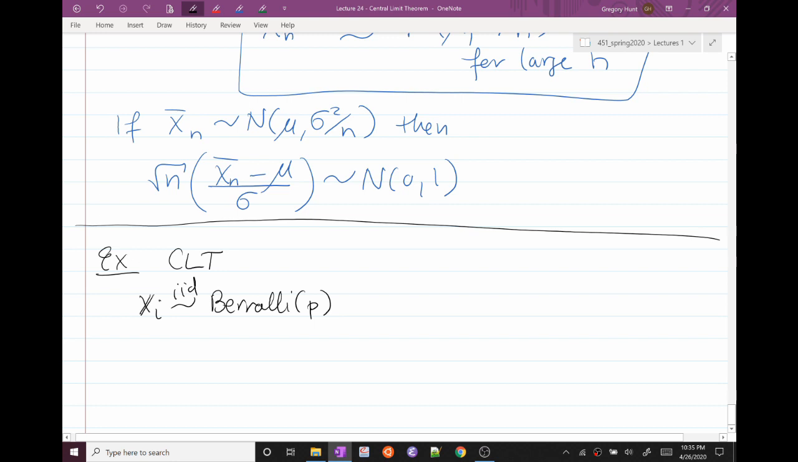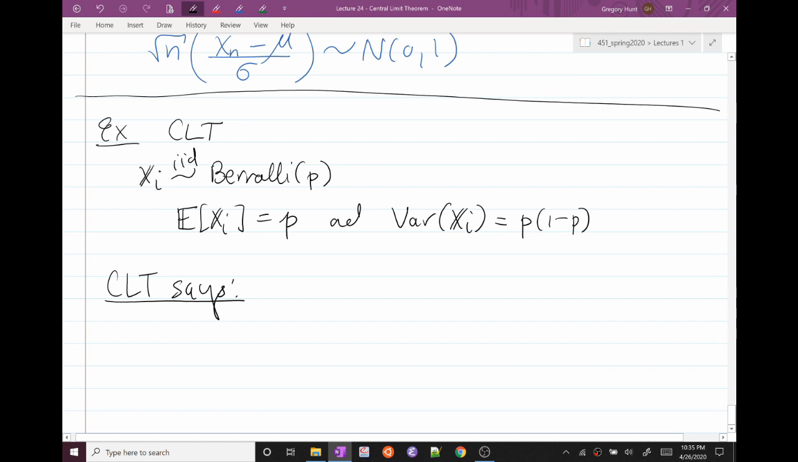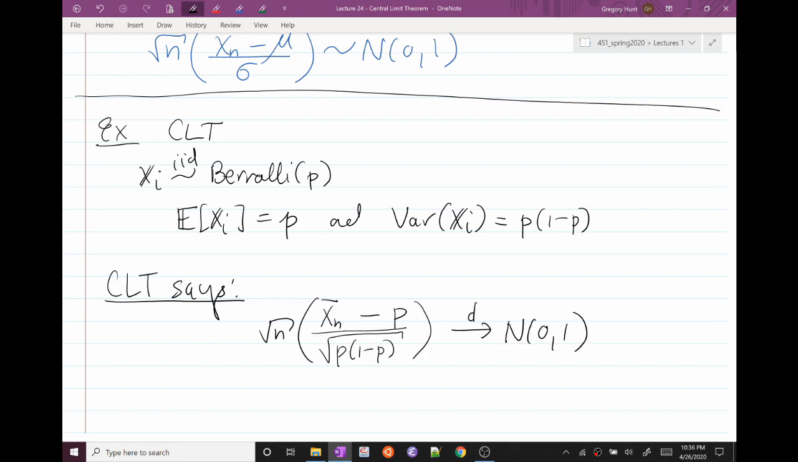And so the CLT in this case says that if I look at root n times Xn bar, so the mean of the first n of these, subtract off mu, which is the expected value, which is p in this case, and divide through by the square root of the variance, which is root p times 1 minus p, this thing converges in distribution to a normal 0, 1. So for Bernoulli, Xn bar minus p over root p times 1 minus p, all that times root n, will converge in distribution to a normal 0, 1.